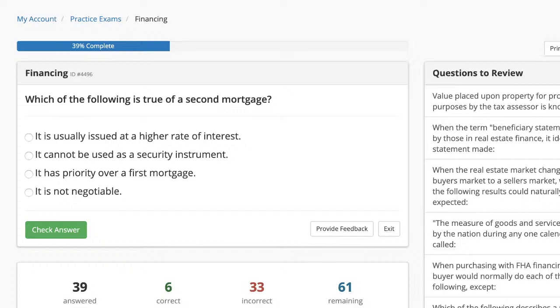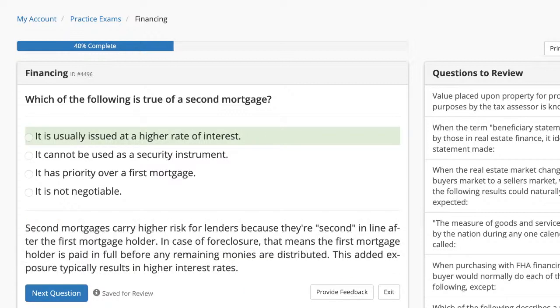Okay, which of the following is true of a second mortgage? A, it is usually issued at a higher rate of interest. B, it cannot be used as a security instrument. C, it has priority over a first mortgage. D, it is not negotiable. Okay, the answer is A, it is usually issued at a higher rate of interest.